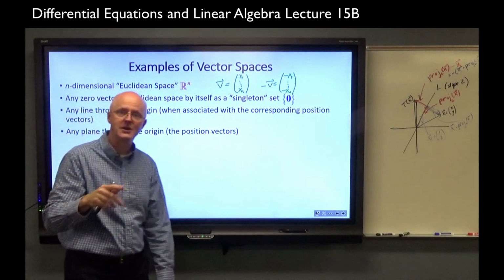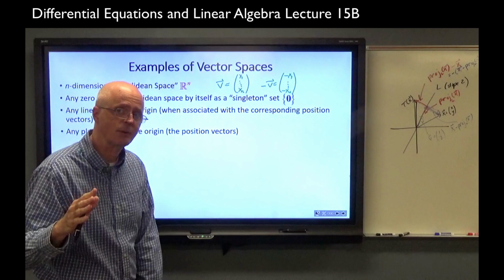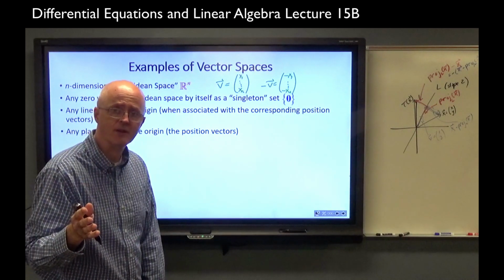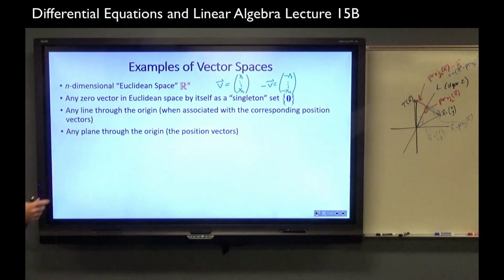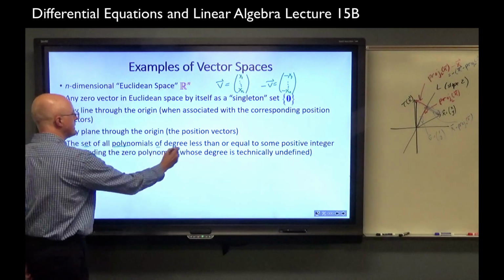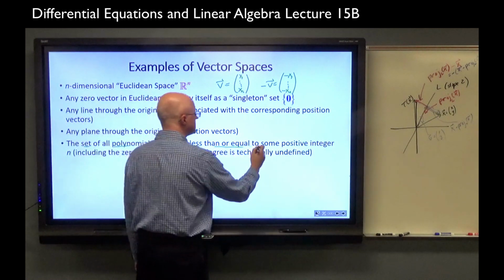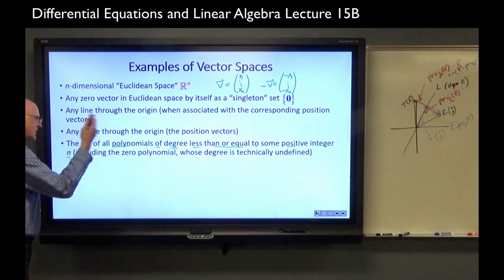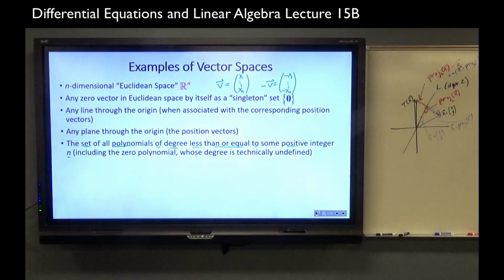Lines not through the origin and planes not through the origin are not vector spaces. You might want to think about that. Closure, for example, fails. The zero vector is not in those as well. That fails. Here's one that's a little strange. The set of all polynomials of degree less than or equal to some positive integer n, including the zero polynomial in that set whose degree is, for technical reasons, undefined, is a vector space.